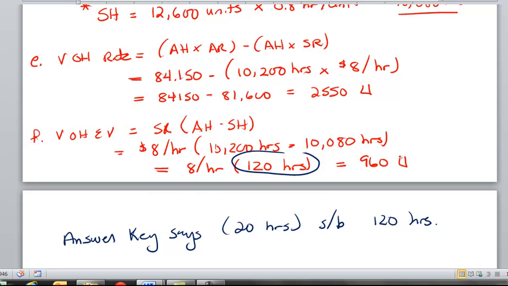So I hope this helps you to better understand how to use the given information to calculate the 6 variances.